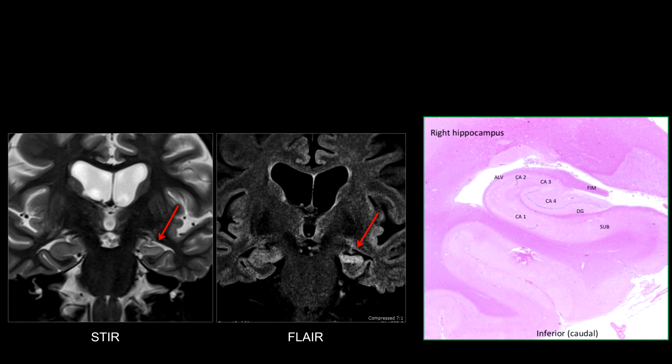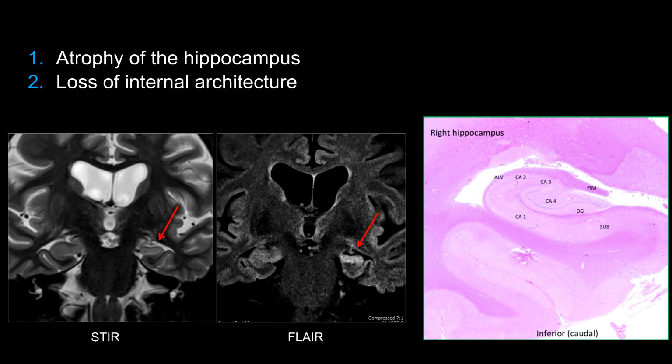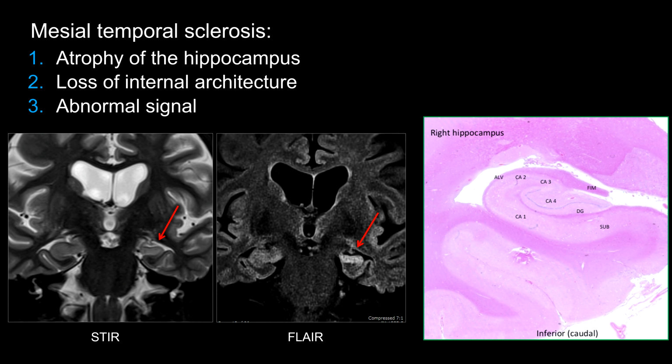So in order to diagnose this hippocampal sclerosis, you want to see at least 2 out of 3 things. Number 1, atrophy of the hippocampus, check. Number 2, loss of internal architecture, that interlocking C is missing, check. And in this case, you also see asymmetric abnormal signal. FLAIR is brighter on the left side, check. So this is a classic case of mesotemporal sclerosis.